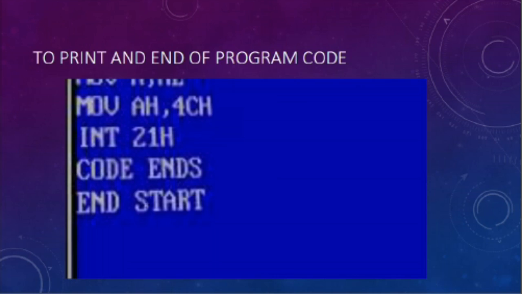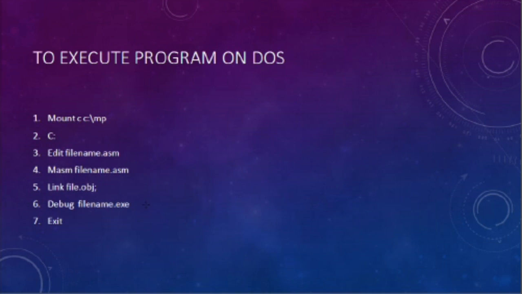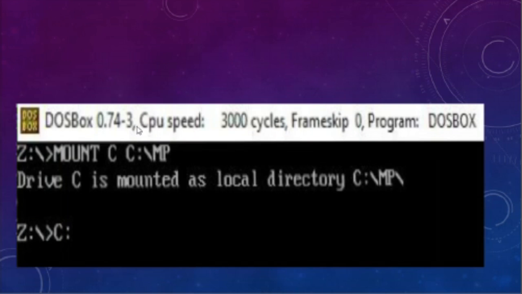Now this ends the explanation about the program code which we have written. Now, to execute this whole program, we are using DOS. To execute, there are the following 7 steps we have to perform. So we will see this.